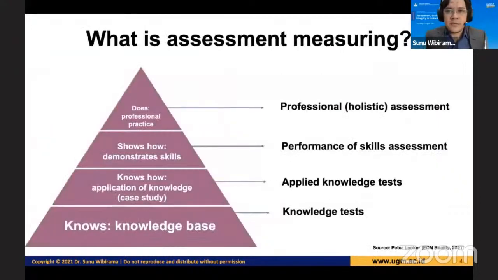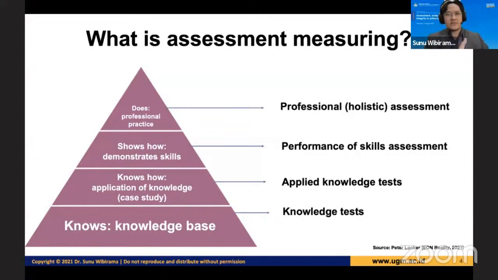And if we talk about assessment, you have to separate the types of assessment based on what you want to assess. For example, if you want to assess the knowledge of the students, then you have to provide an assessment that is based on or centered on a knowledge test.